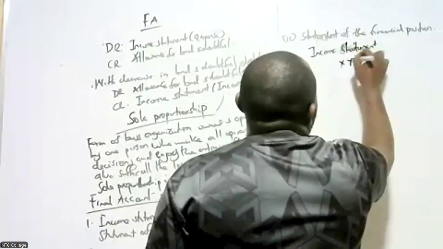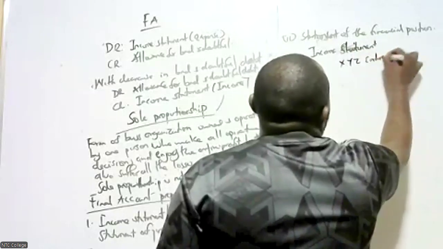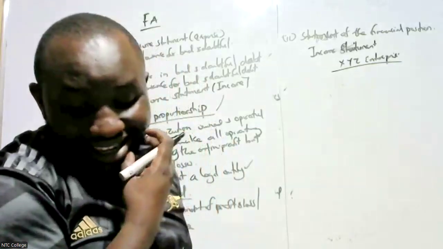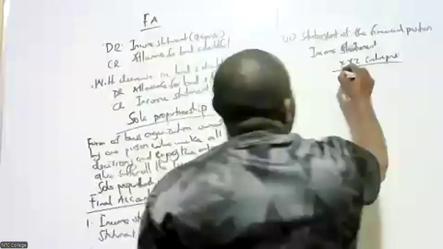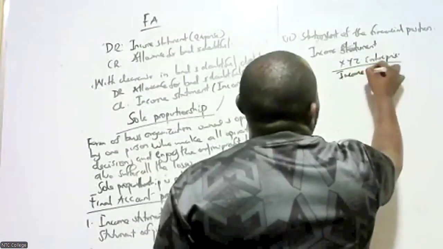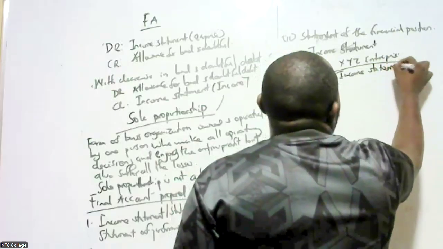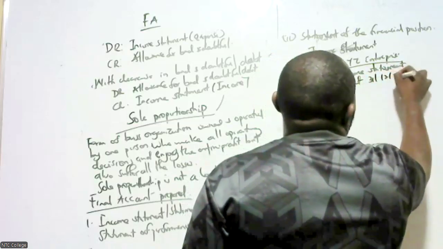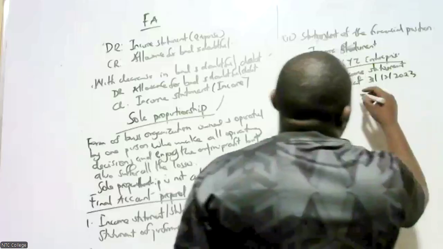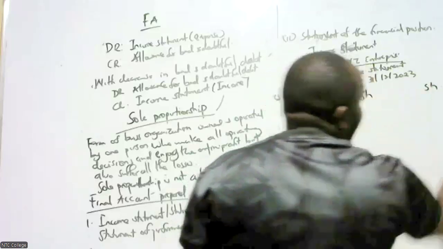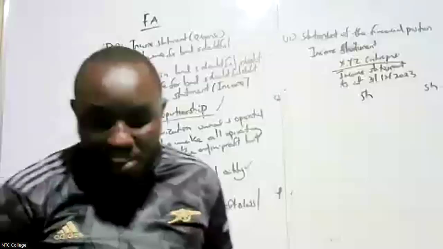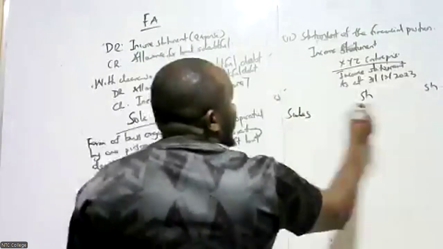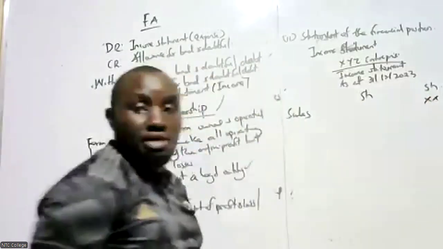So we can say XYZ enterprise, and we call it income statement. And we say as at, we can say 31st, 12, 2023. So we have this and this, just a brief one together. We can say sales, we start with the sales. Can you see this in the format in the notes altogether?